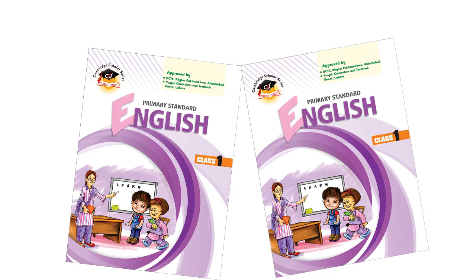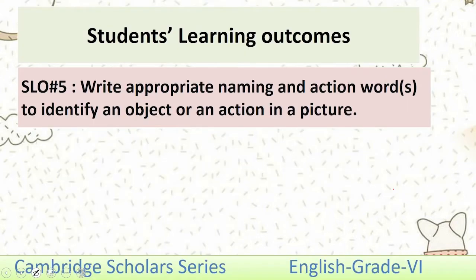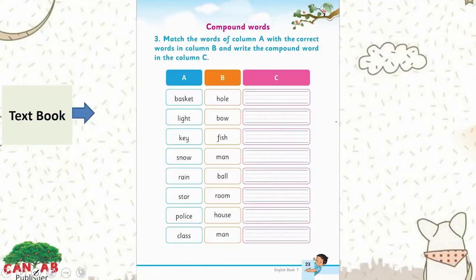Before starting the lesson, dear students, you must have with you class 1 English textbook. We are going to start our lesson from unit 4, play, and the topic is naming action words and compound words. SLOs of this lesson are: write appropriate naming words and action words to identify an object or an action in a picture. Look here, the page number 23 of your textbook, the compound words.